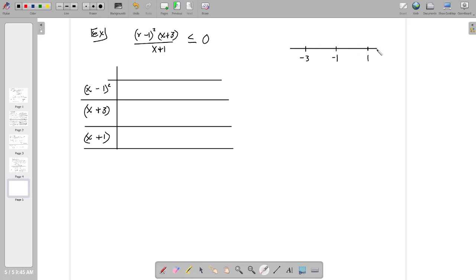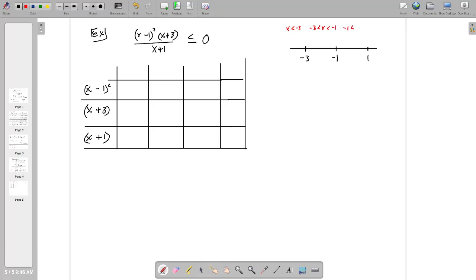So we have 4 regions now. We're going to break this chart up into 4 regions corresponding to each of these regions. Now here, this is when x is less than -3. This is between -3 and -1. This is between -1 and 1. And this is when x is greater than 1. Okay, so these are the regions we're checking.